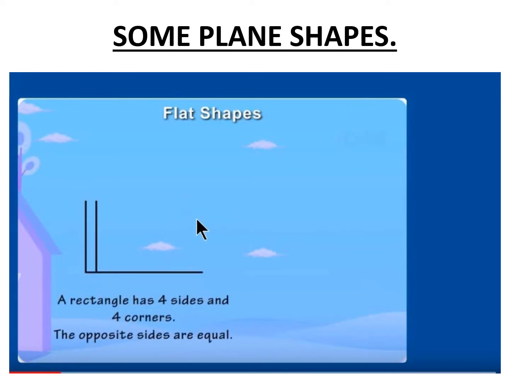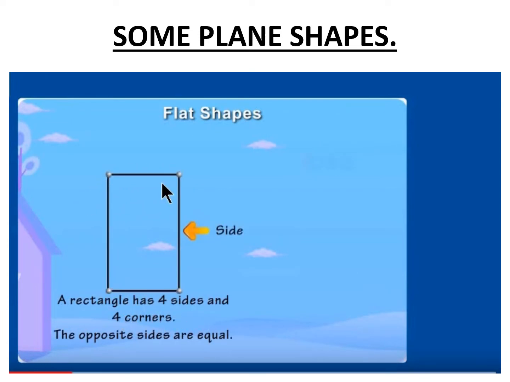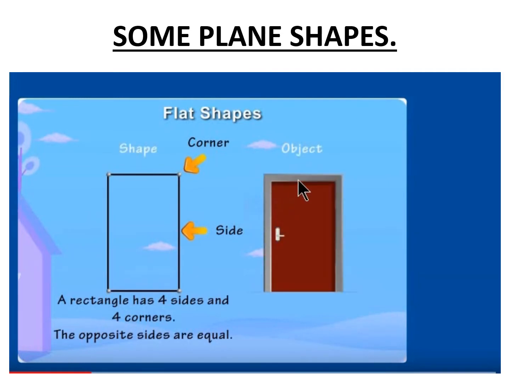Now another figure in front of you is a rectangle. See, a rectangle has four sides and four corners: 1, 2, 3, 4. And opposite sides are equal. An example of a rectangle is here, a door. See, opposite sides are equal.